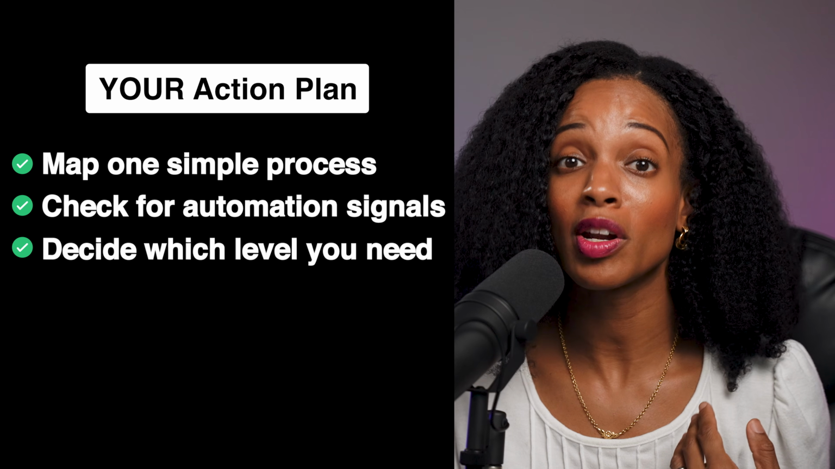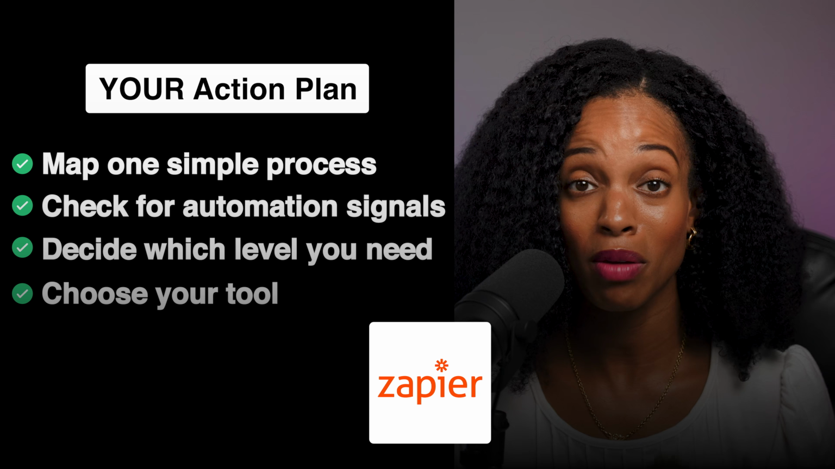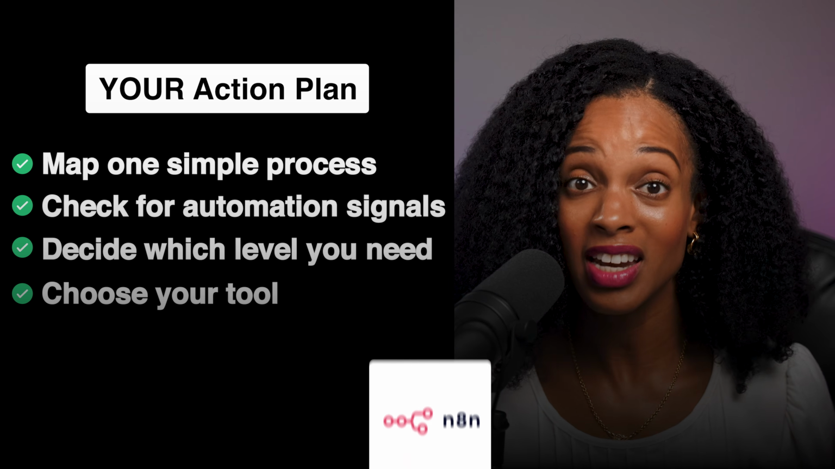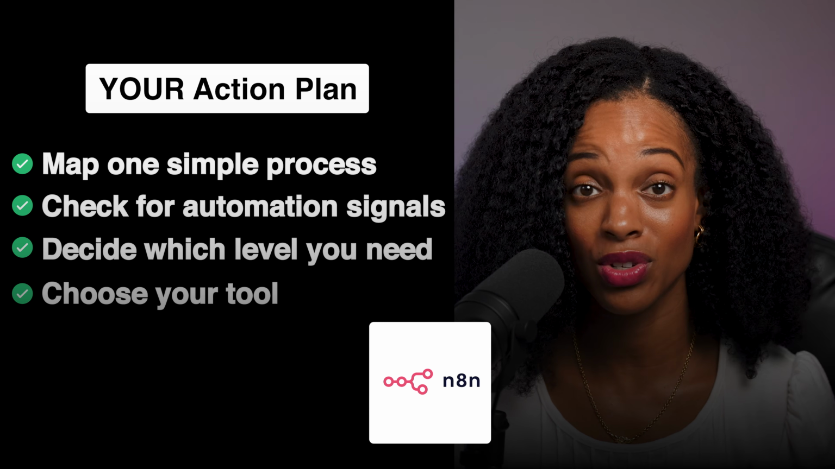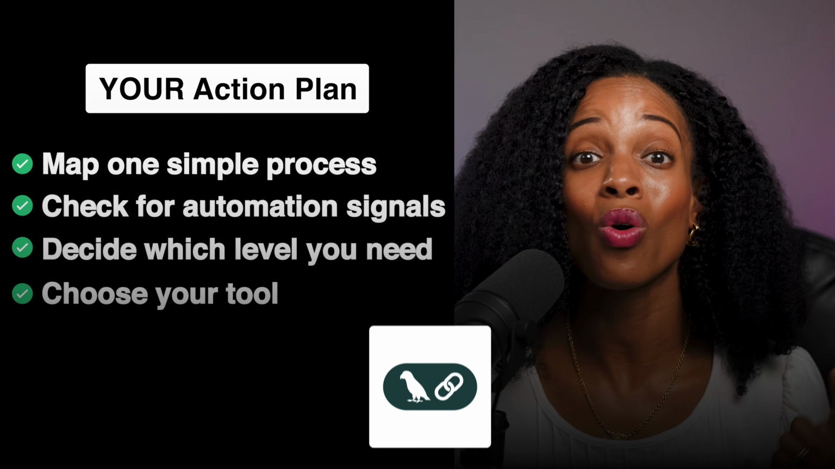Once you figure out what level of automation you need, then the next step is to choose your tool. Zapier is good for simple automations and beginners. N8N is another option that handles all 3 levels. And if you need completely custom coded systems, then you can use LangChain or LangGraph.